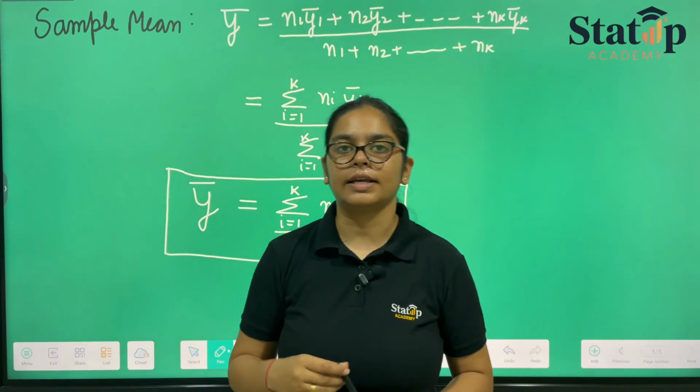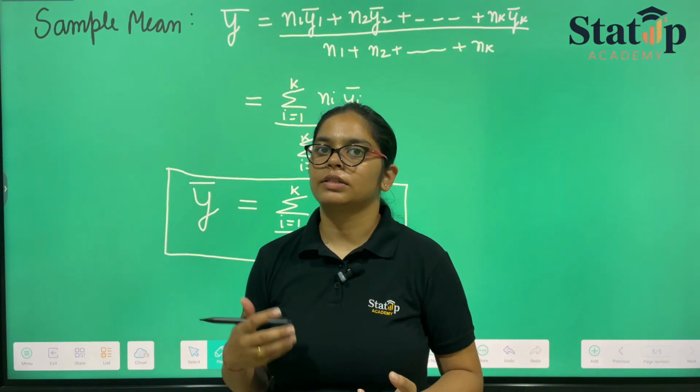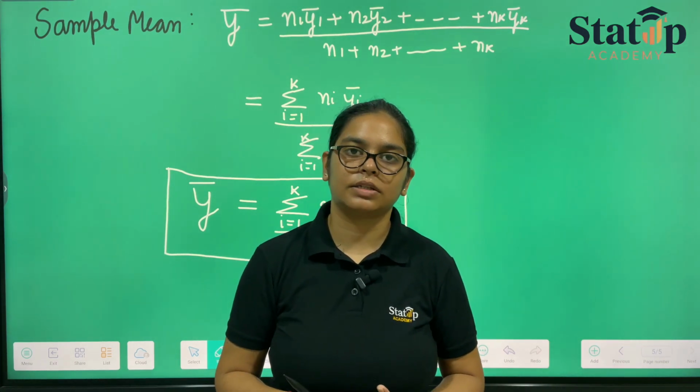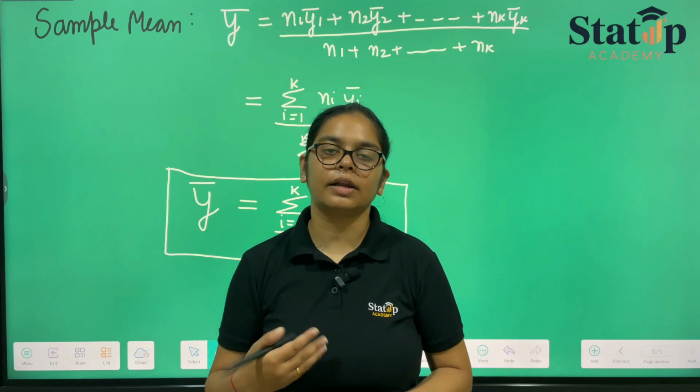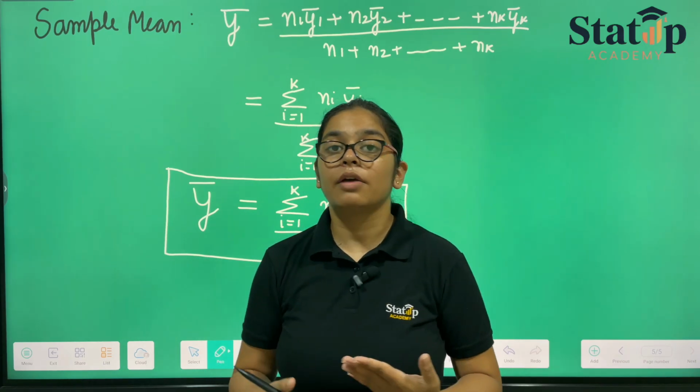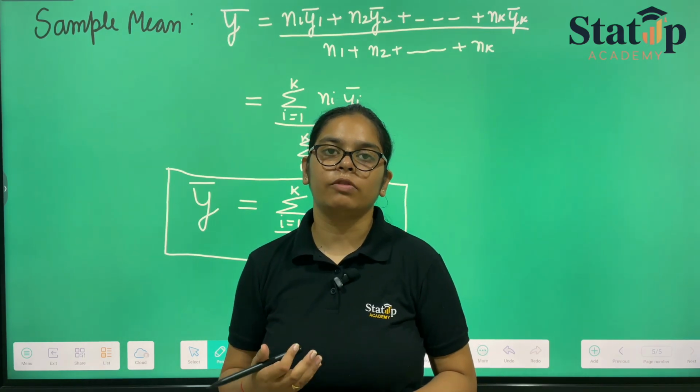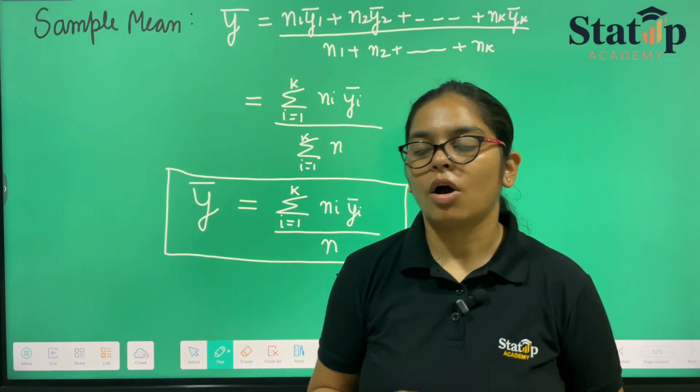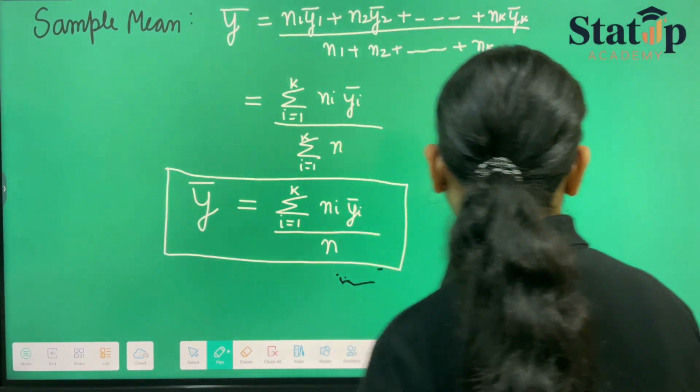Now we will start estimating whether this sample mean is an unbiased estimator or not. If it is, then we'll move forward to variance. If it is not, then how will we find the unbiased estimator of the population mean?